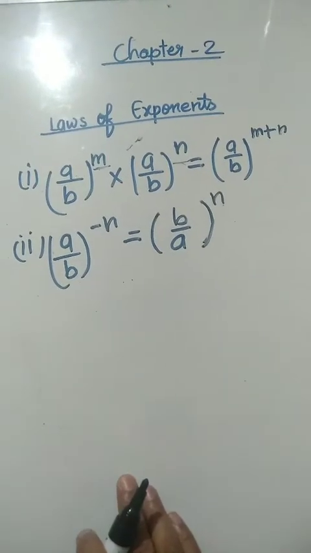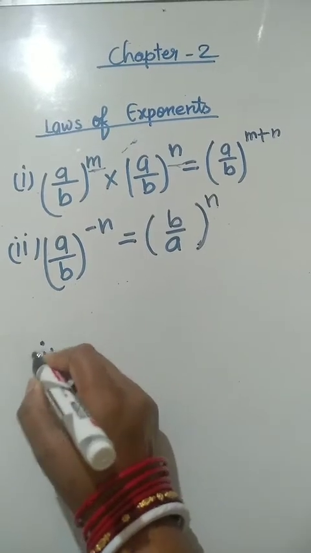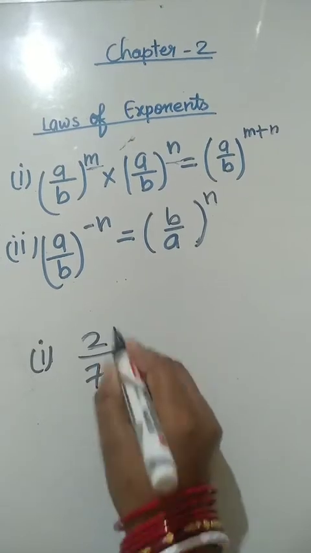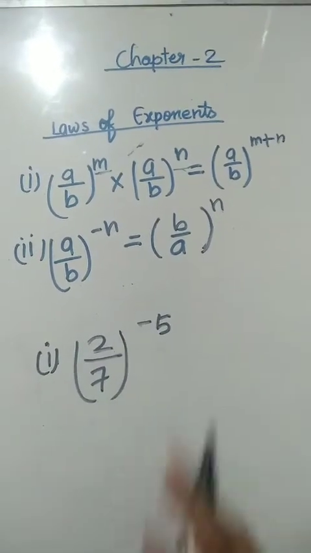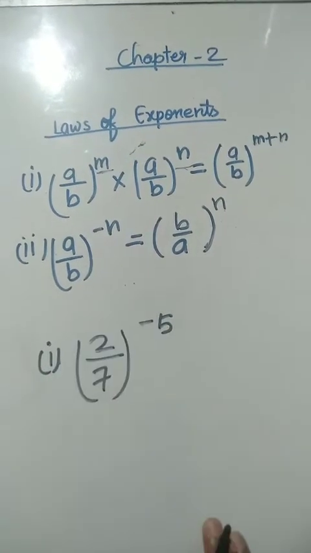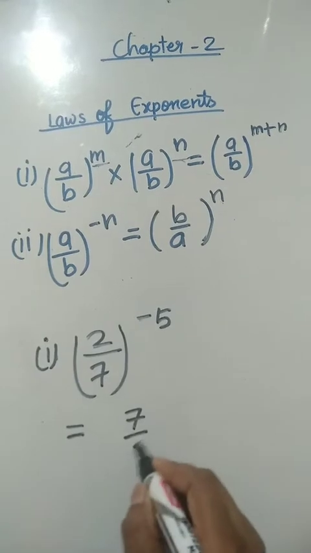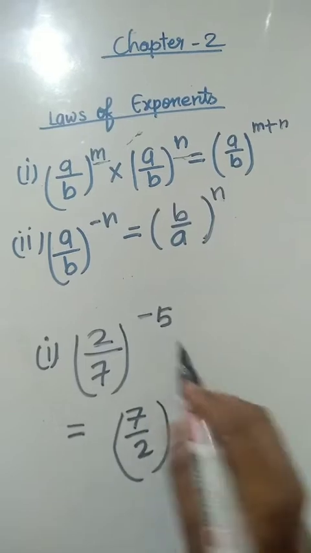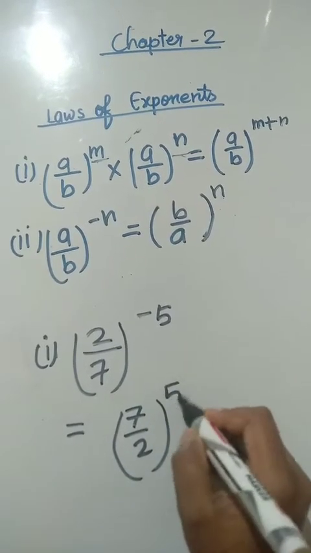So according to these two formulas, suppose I have to solve question 1, (2/7)^(-5). This is according to the second formula. So how do we solve it? We can write this as 7/2, b/a, as (7/2)^n, and that means not minus 5, 5 only.